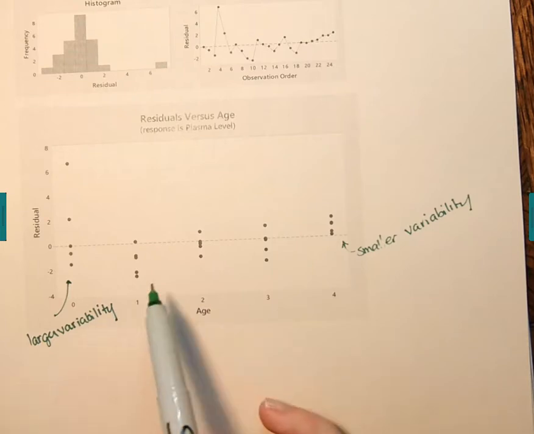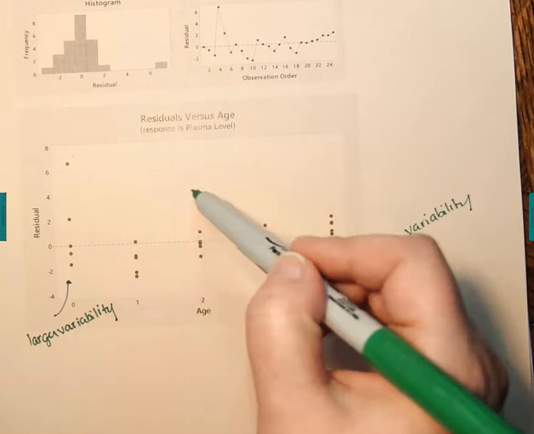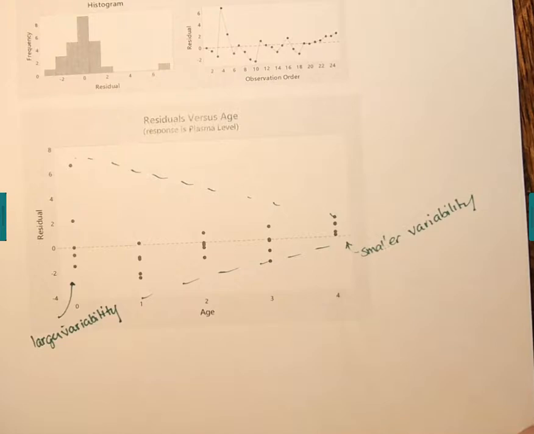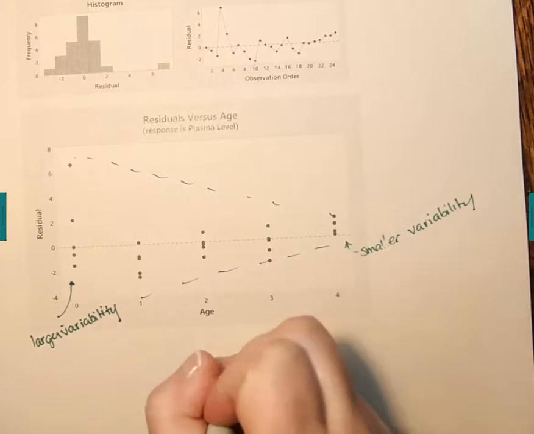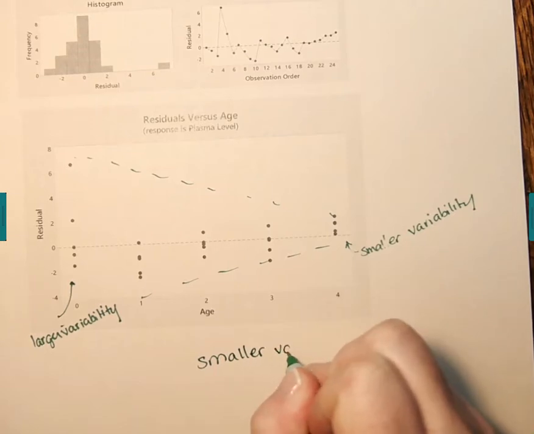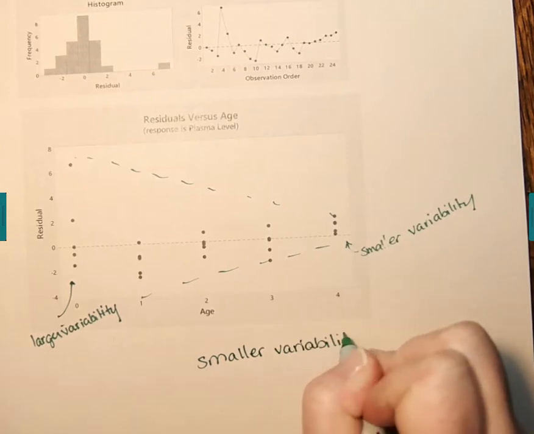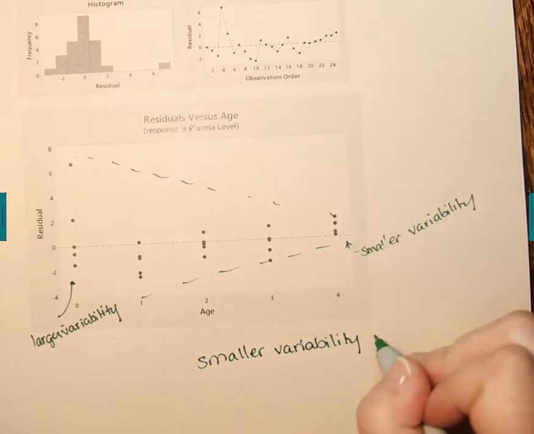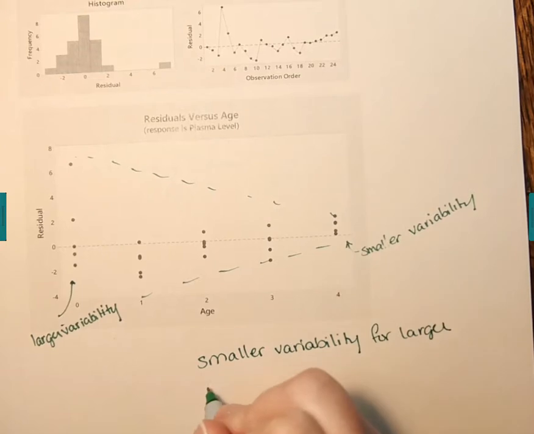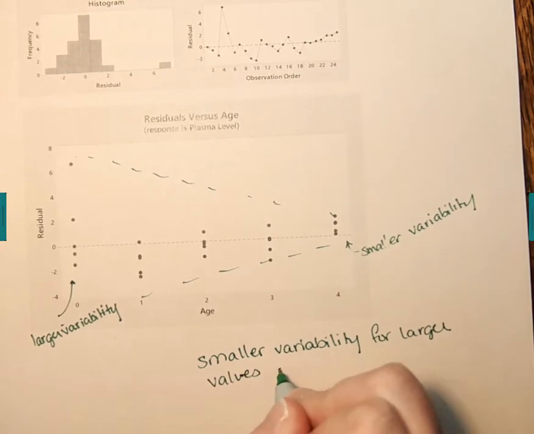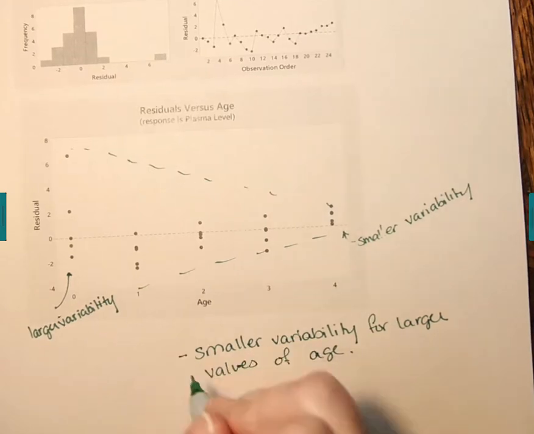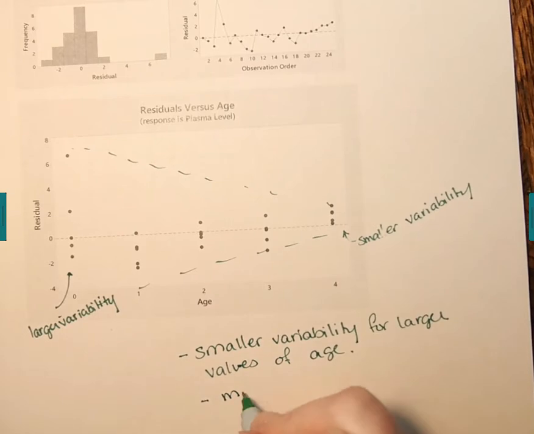One thing to notice here is we have kind of a rough megaphone shape. What I mean is we're smaller on one end and larger at the other. So again, we've got smaller variability for larger values of age. And the shape that we're seeing here, we call this a megaphone shape.